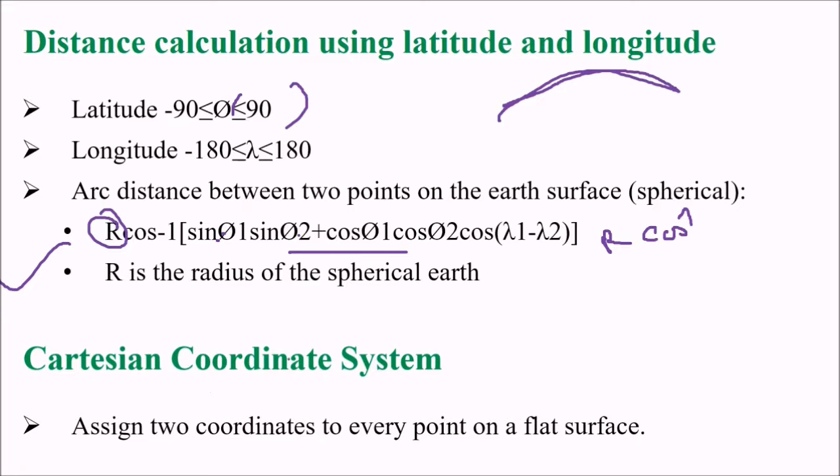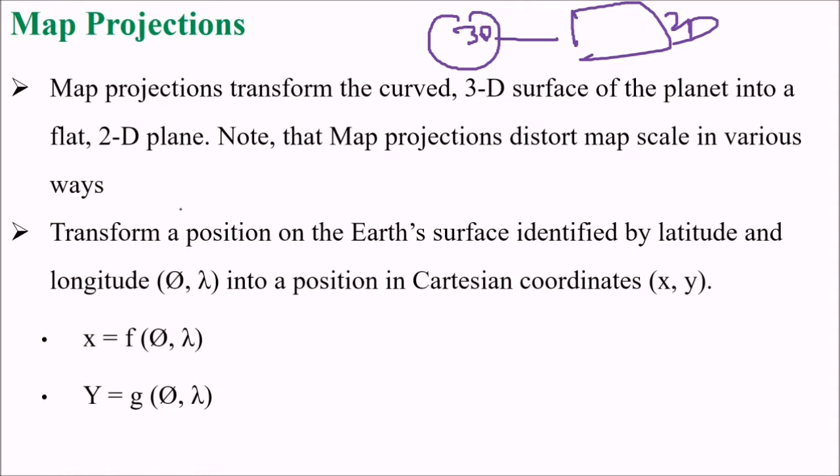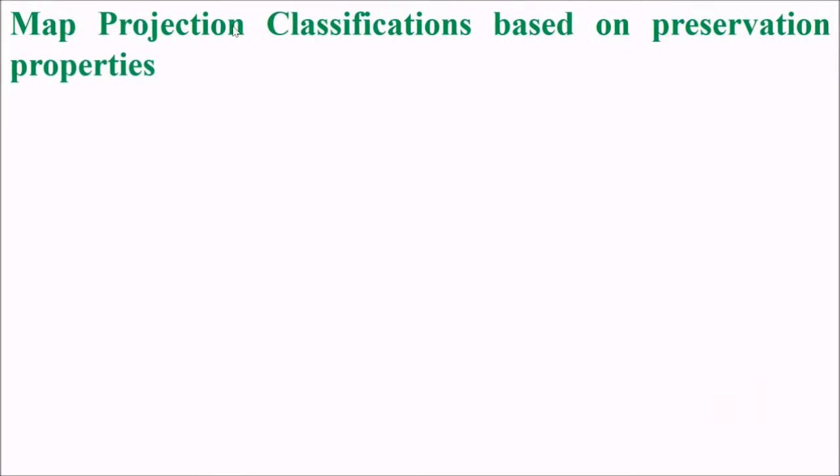A Cartesian coordinate system assigns 2 coordinates to every point on a flat surface. So it is a flat surface. Map projection is the transformation of the curved 3D surface of the planet into a 2D plane. We have to note that map projections distort map scales in various ways. So we need to transform a position on the Earth's surface, identified by latitude and longitude, into Cartesian coordinates. Like this you can perform it. Map projections necessarily distort the Earth, and they also distort the map scale.